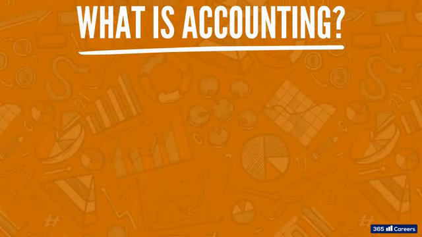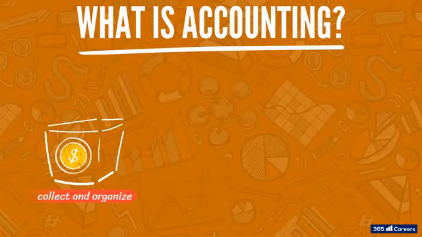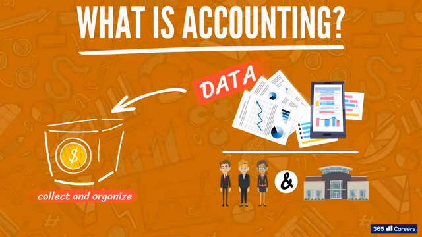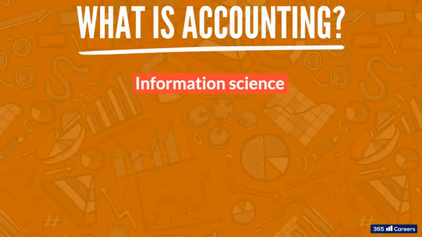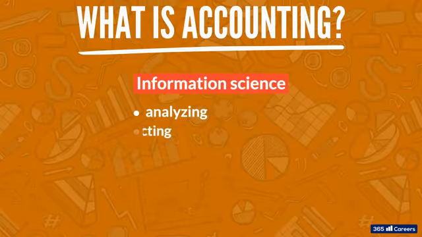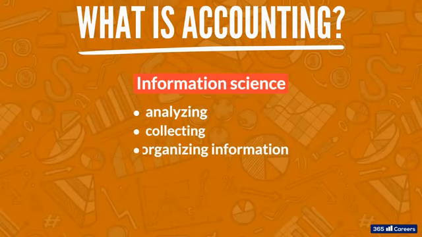What is accounting? Accounting is an information science that is used to collect and organize financial data for organizations and individuals. Okay, perfect. Let's break down this definition. First of all, we said that accounting is an information science. It is concerned with analyzing, collecting, and organizing information.